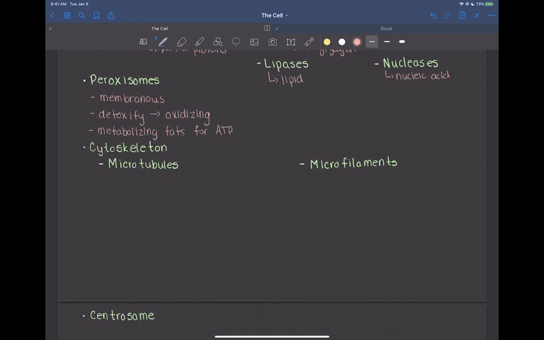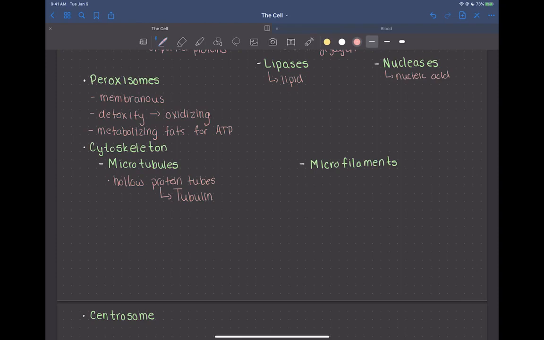The first one is microtubules. Microtubules are going to be hollow proteins, these hollow protein tubes, like columns of protein found in the cell. And that protein that they're made of is called tubulin. So microtubules are made of a protein called tubulin, and they form these hollow tubes. That's a lot of tube-related words.